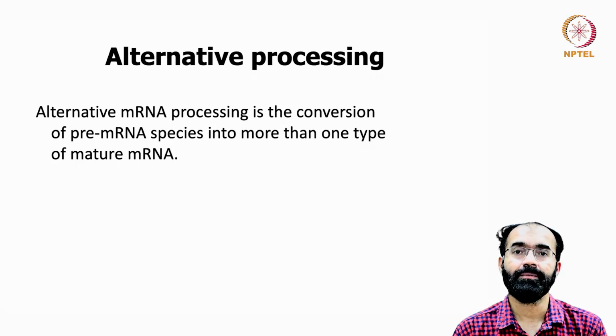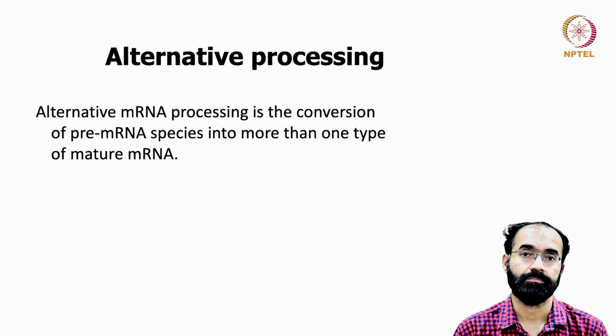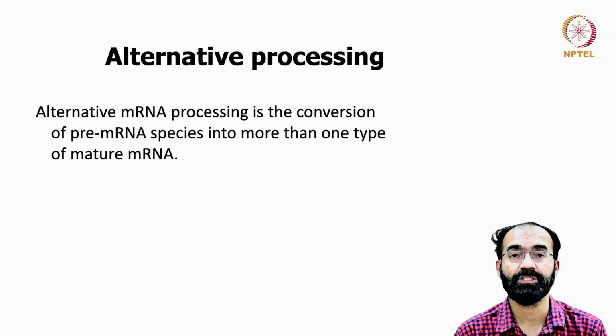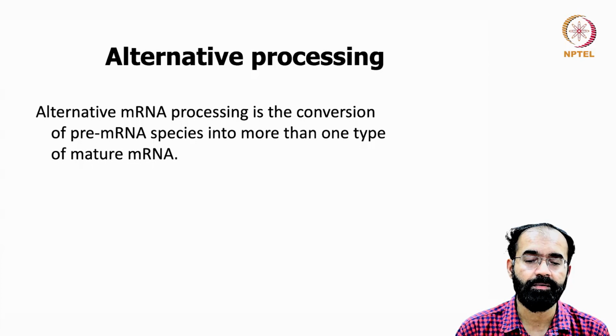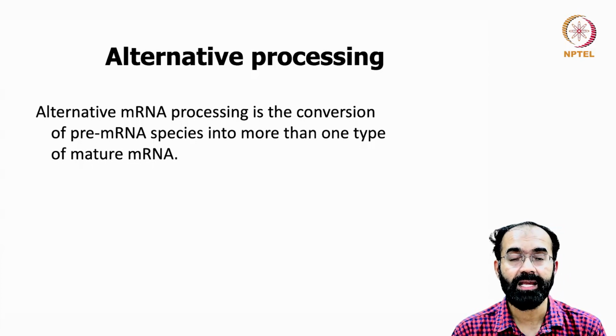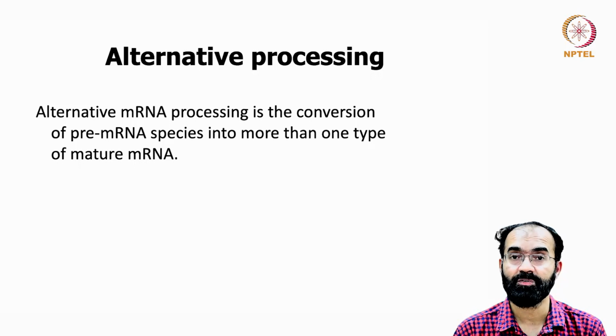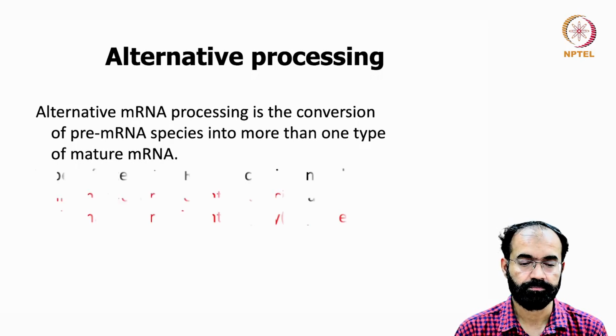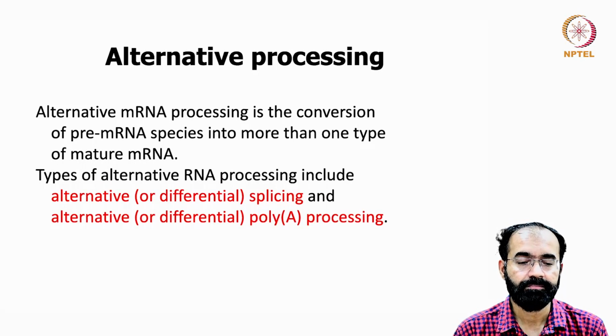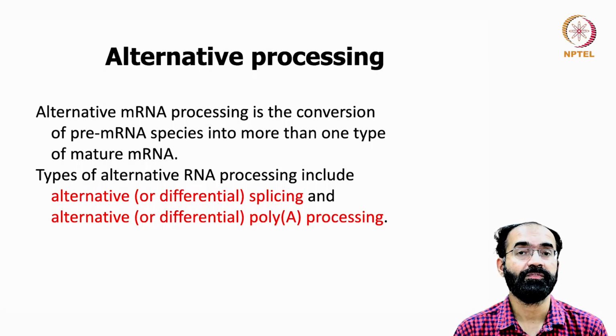So alternative processing means it can cause change in the amino acid sequence when the organism is doing the protein translation. Okay, so alternative mRNA processing is the conversion of pre-mRNA species into more than one type of mature RNA. The purpose is quite clear. You should be able to produce diverse proteins. And types of alternative RNA processing include alternative or differential splicing and alternative or differential poly-A processing. Both can give rise to differential outcome.